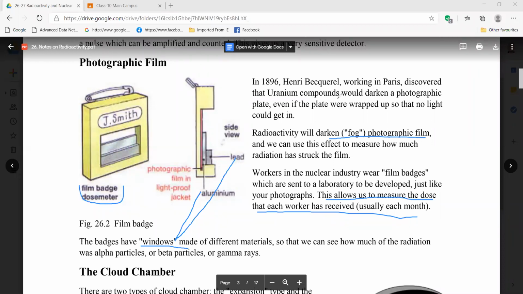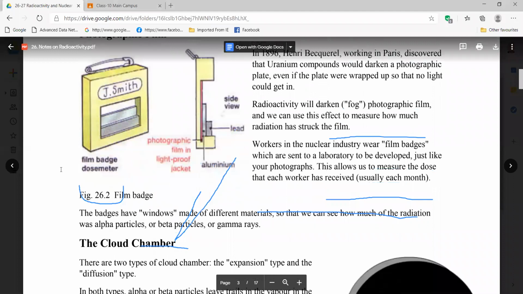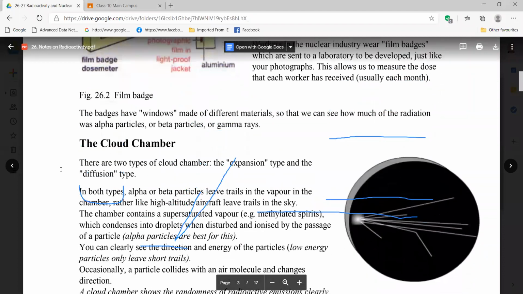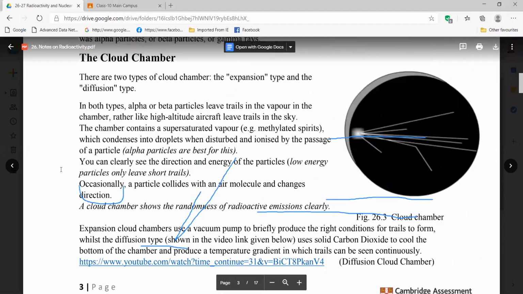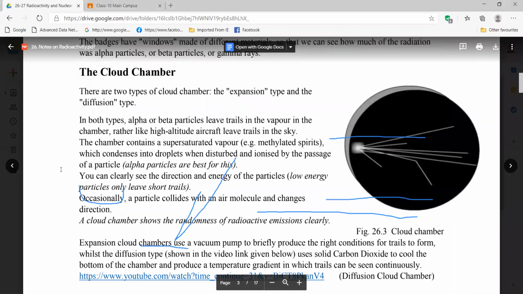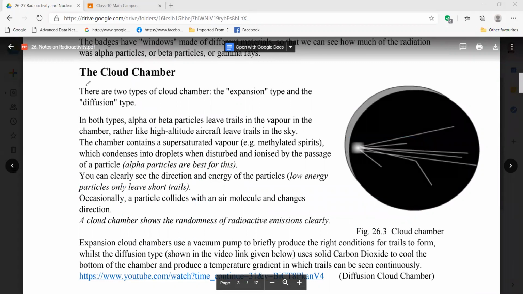Yeah. So now we are going for more discussions. The next one is the cloud chamber. The cloud chamber we are going to discuss. Here is the cloud chamber. Okay, Aisha. Aisha, please continue this one, the cloud chamber.